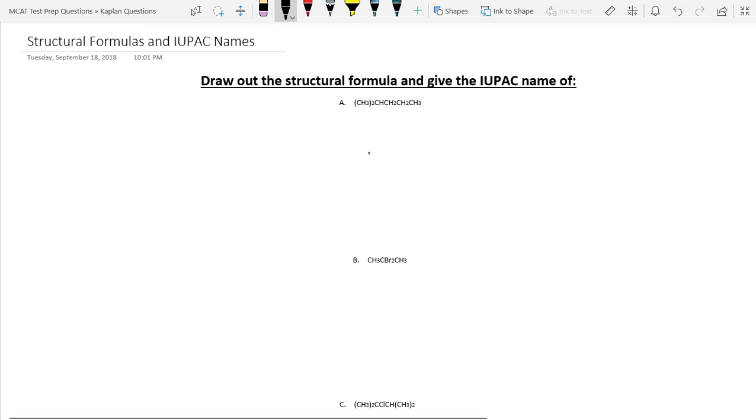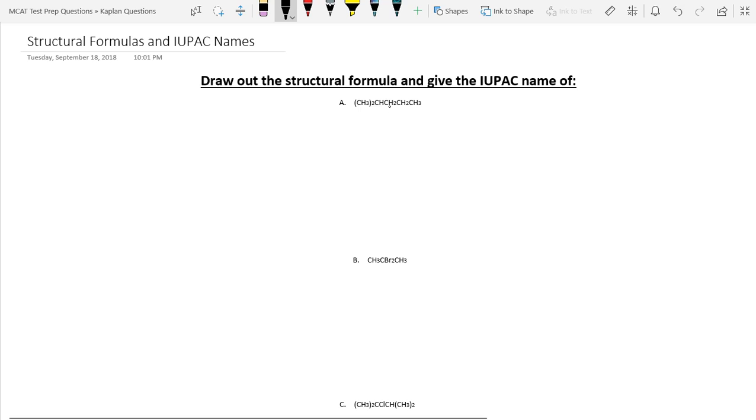In this video, I'm going to be explaining how to draw the structural formula and give the IUPAC name of molecular formulas for different alkanes. So looking at the first one, I have two CH3s, one CH, a CH2, a CH2, and a CH3.